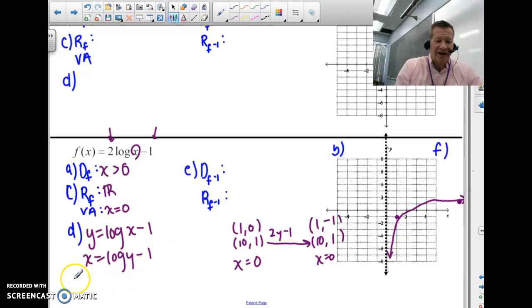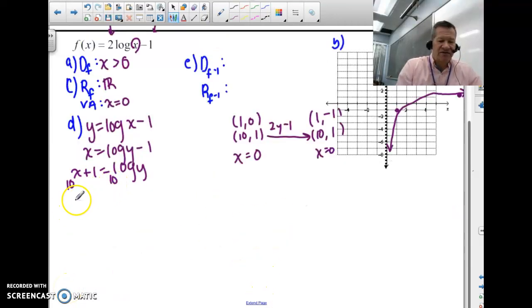Get rid of the 1 by adding it to both sides. Now get rid of the log. Well, since this is a base 10 log, we have to apply a base of 10 to both sides. So my inverse is going to be 10 to the x plus 1 power equals y, which is f inverse.